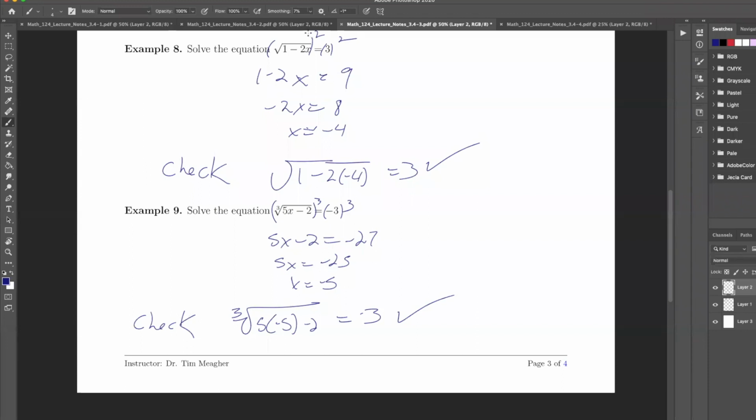Okay. So if it's a square root, we square both sides. If it's a cubic root, we cube both sides.